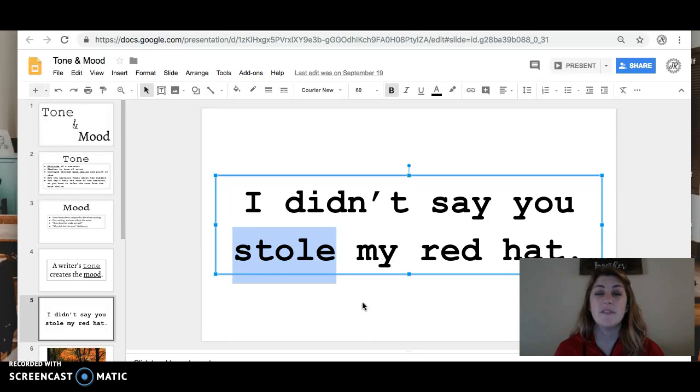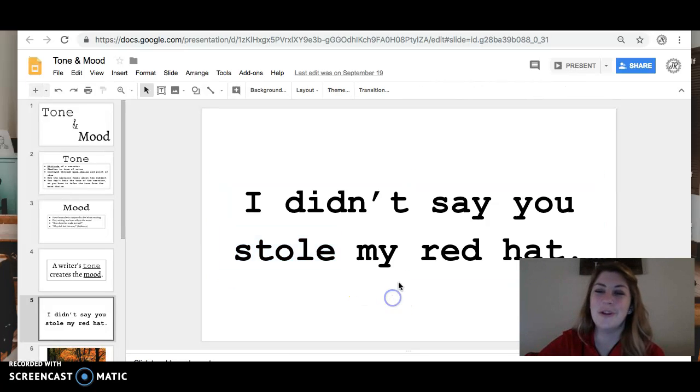To emphasizing stole, saying like, I'm not saying that you stole it. I'm not saying that you're a thief. I'm saying that I lost my hat. You kind of sound guilty saying, well, I didn't steal it. So it kind of changes the overall mood.